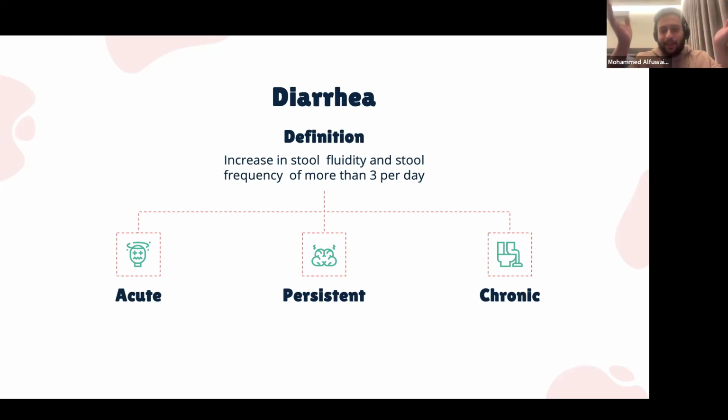Okay. Below 14 days or below 2 weeks, okay? 2 weeks is the cutoff. If it's chronic, it's above how many weeks? More than 4 weeks. Good. Now, persistent is 2 to 4 weeks. Not too important to remember persistent and its causes and any of that. Okay, so just focus on acute and chronic.